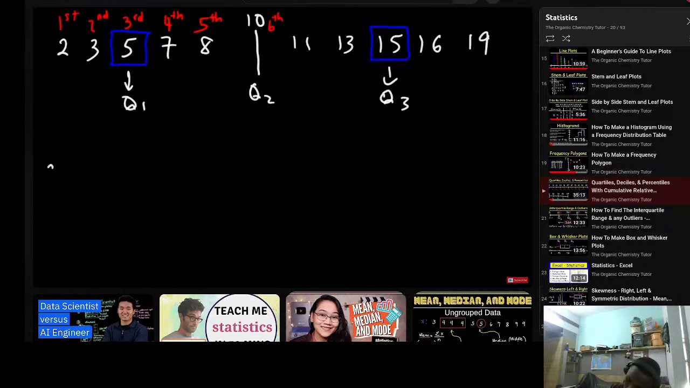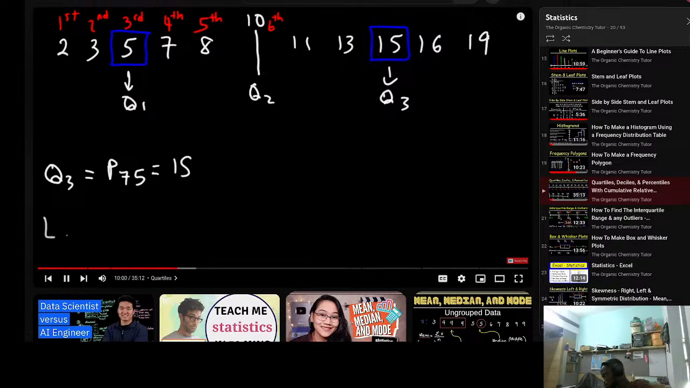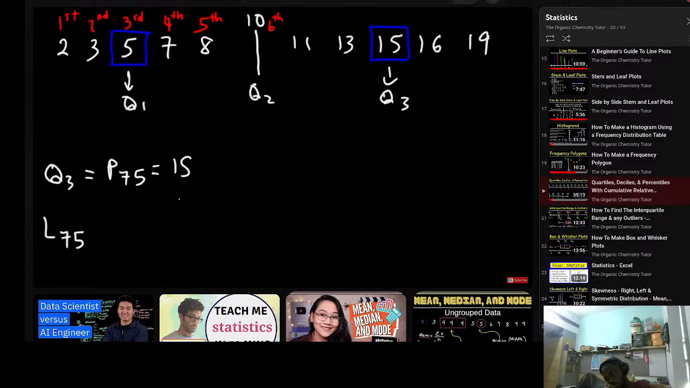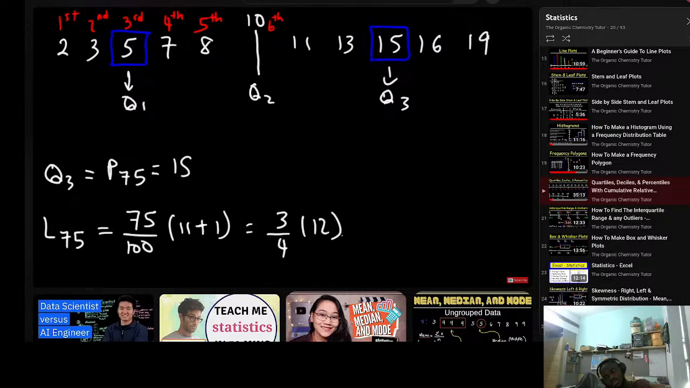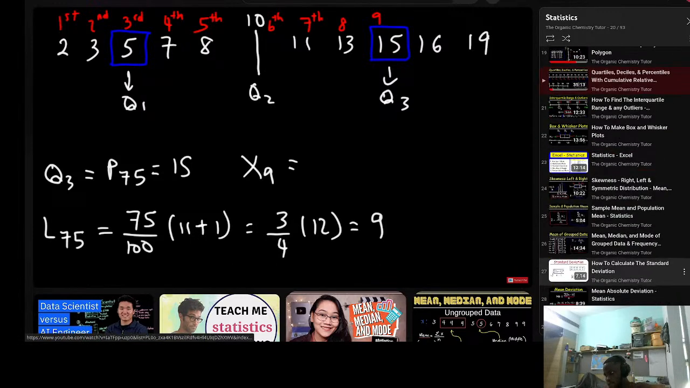If you wish to calculate the third quartile, it's basically the 75th percentile, which we know to be 15. So using the same formula, we're going to calculate the location of the 75th percentile. So it's 75 over 100 times 11 plus 1. 75 over 100, if you divide both numbers by 25, you can reduce it to 3 over 4. Now, 12 divided by 4 is 3, times the 3 on top, that gives us 9. So 3/4 of 12 is 9. So the ninth data point, in this case, is going to be 15, which is the third quartile.